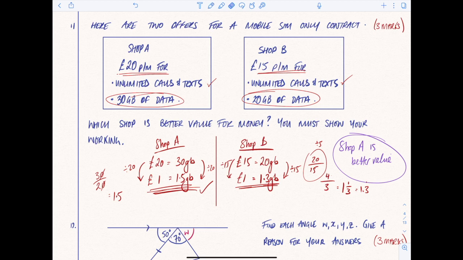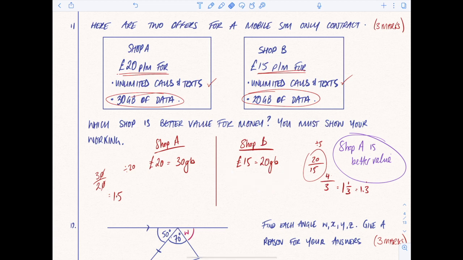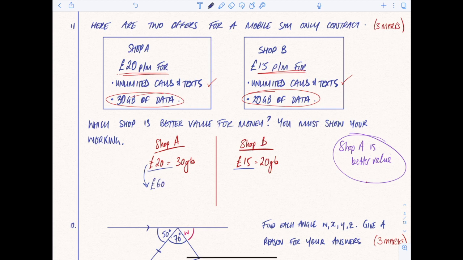And then the final way you could do it is by making the money the same again, but instead of making it £1, because that was quite a complicated way of doing it, and if you had a calculator, that would probably be easier. What I can do is say, right, I've got £20, I've got £15. What number do they both go into? Well, I can make this £60 again. So instead of 60 gigabytes, I'm now making it £60. So I times that by 3, which means I times this by 3, so I get 90 gigabytes. So for £60, I get 90 gigabytes. And then how do I turn £15 into £60? Well, I times it by 4. If I times that by 4, I get 60.